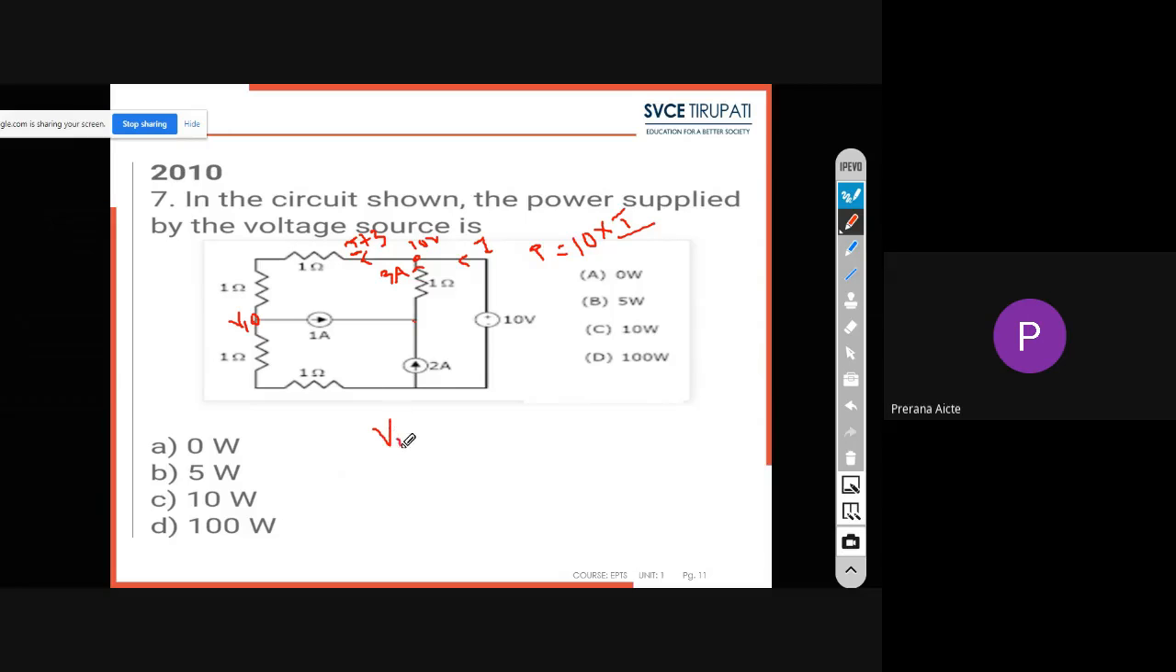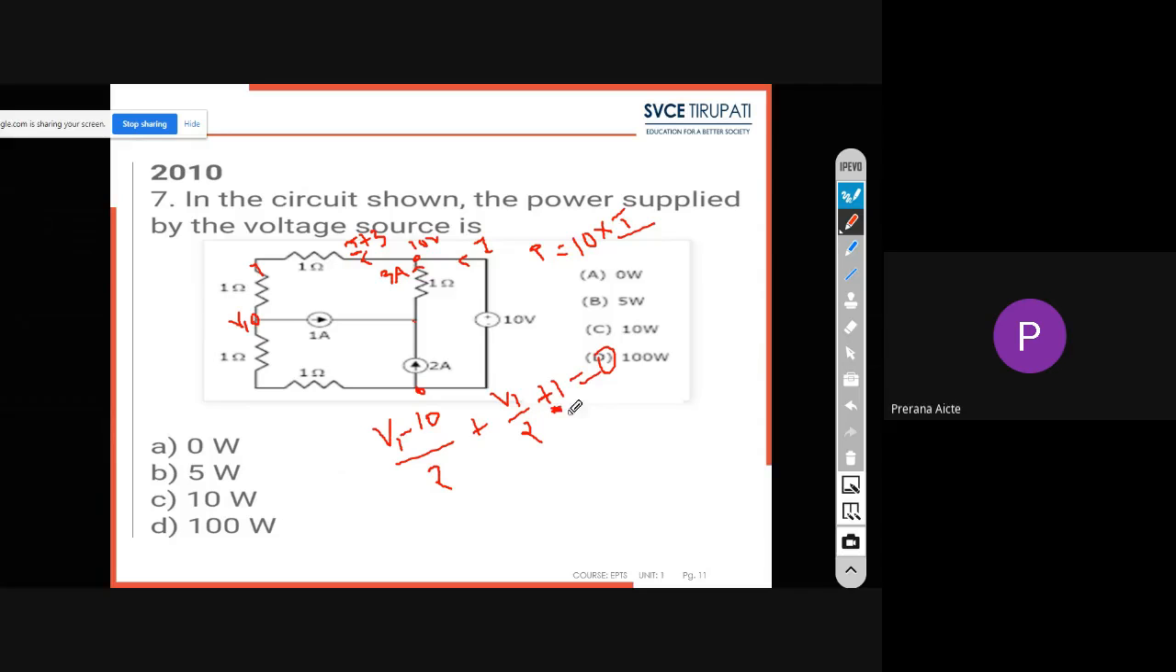I'm writing this here: V1 minus 10 by 2. So this is one node. Sum of entering currents equals sum of leaving currents. What about this node? This is obviously the reference node, plus V1 by 2. So these two are leaving and this is also leaving, plus 1, equal to 0. Is there any doubt? This current is leaving from this node, this is also leaving, this is also leaving. So sum of leaving currents is equal to 0. That is nothing but KCL.